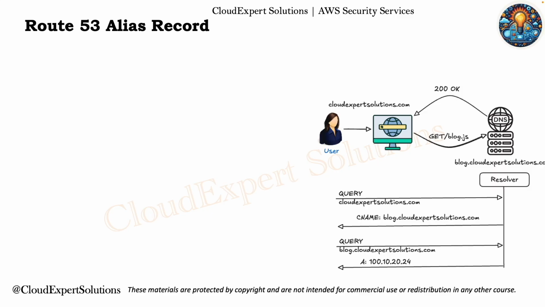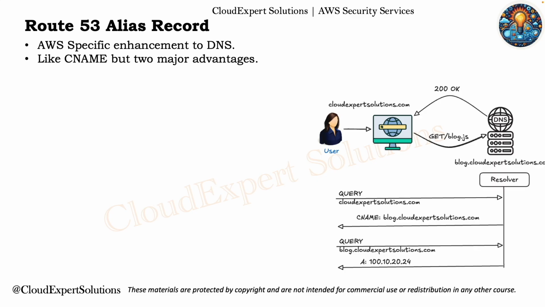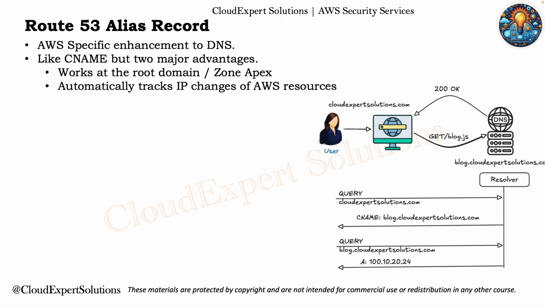That's where the alias record comes in. An alias record is an AWS specific enhancement to DNS. It behaves like a CNAME but with two major advantages. First, it works at the root domain. That means you can point cloudexpertsolutions.com directly to an application load balancer. Second, it automatically tracks IP changes of AWS resources. As an example, if the load balancer changes its IP address, Route 53 updates automatically and no manual update is required.